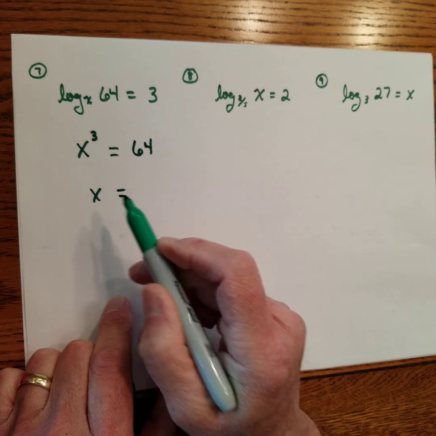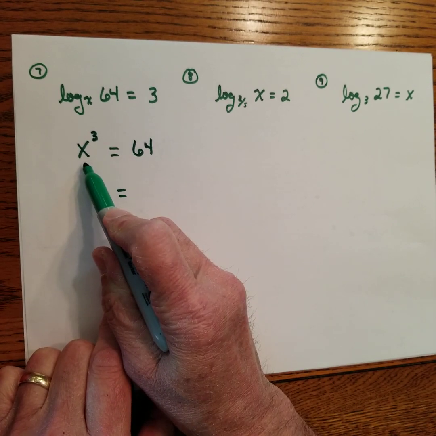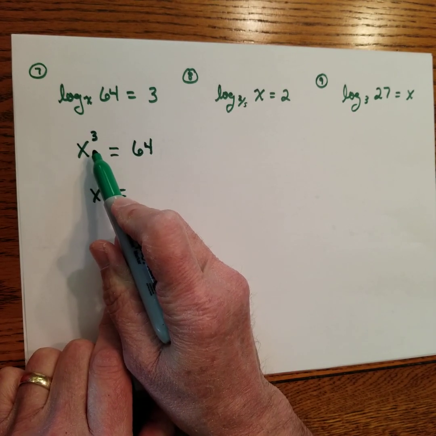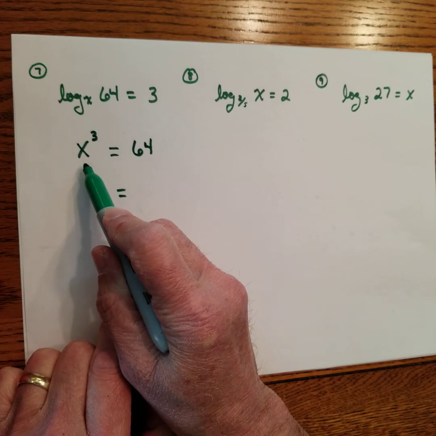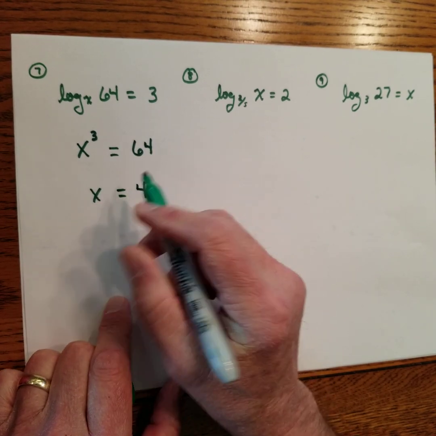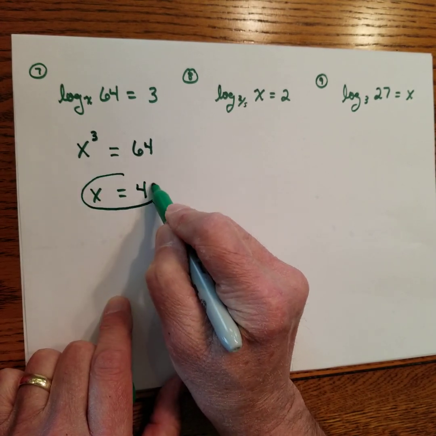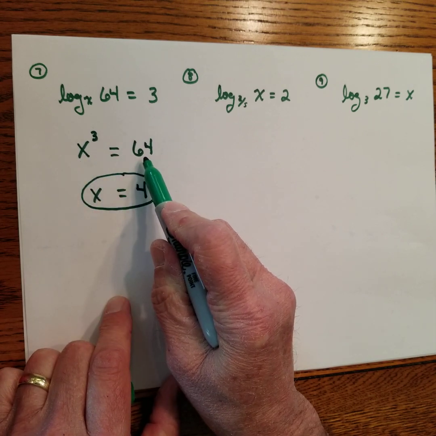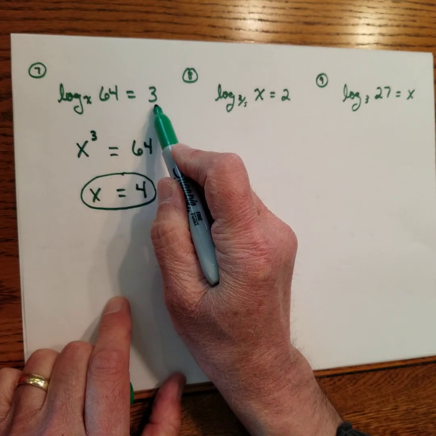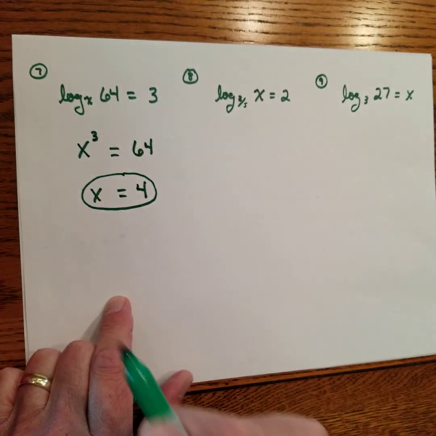For a final answer, can you find a small number that you can multiply times itself 3 times and end up with 64? Well, 4 times 4 times 4 is 64. The answer's got to be 4. It's 4 because 4 to the third power is 64. It's 4 because 3 is the exponent that changes 4 into 64.